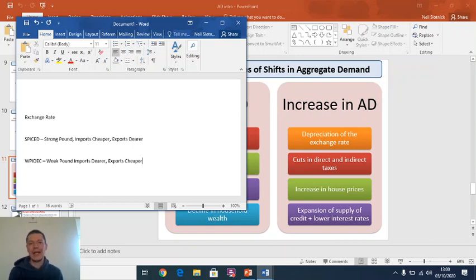But let's have a look at that. Increase in AD, a depreciation of the exchange rate. So at the moment, the pound is relatively strong. £1 will get us something like $1.30. £1 will get us €1.10, for example. So the pound is relatively stronger than those currencies. Depreciation means a drop, a reduction in the exchange rate. So what you could say is, at the moment, we are SPICED.